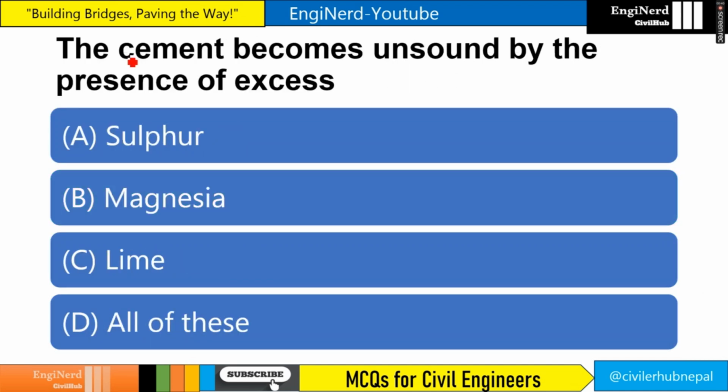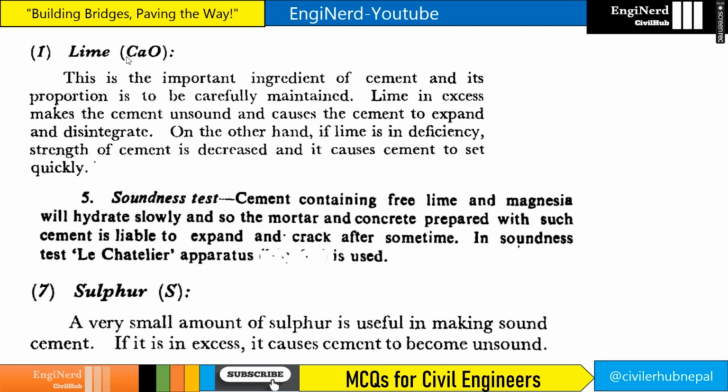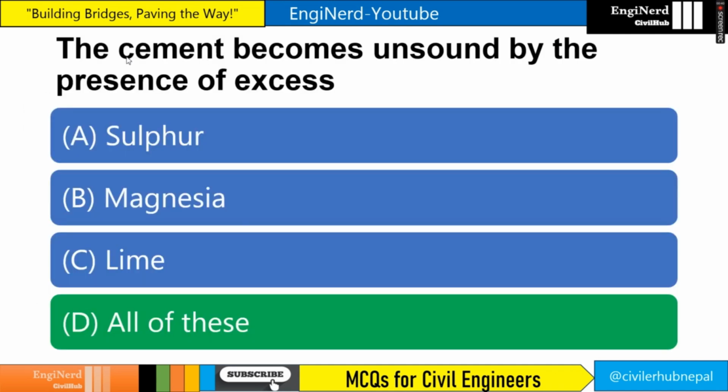Cement becomes unsound by the presence of sulfur, magnesia, lime, and all of the above. So all of the above is the answer, right? Lime makes the cement unsound, and free lime and magnesia here, and sulfur, if it is in excess amount, it causes cement to be unsound. All of these is the answer.